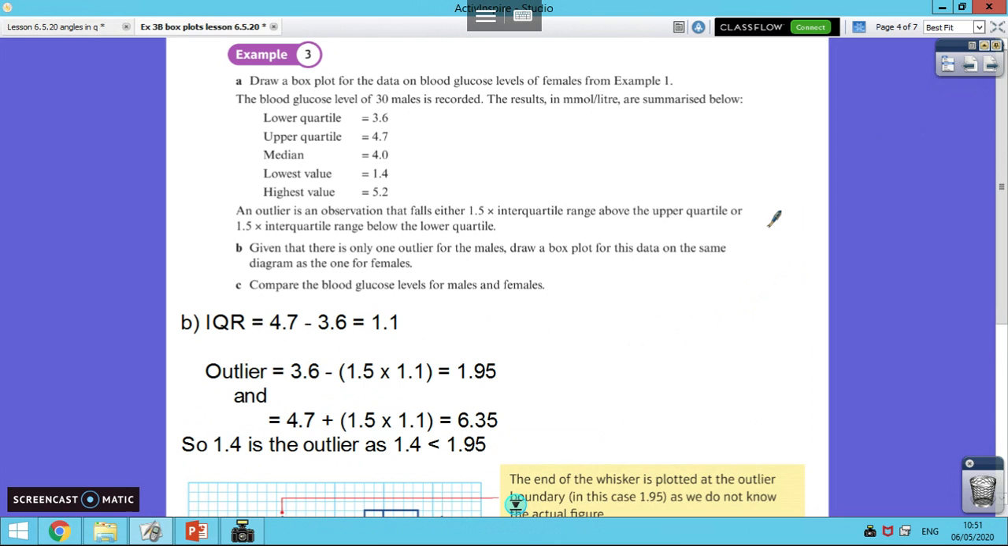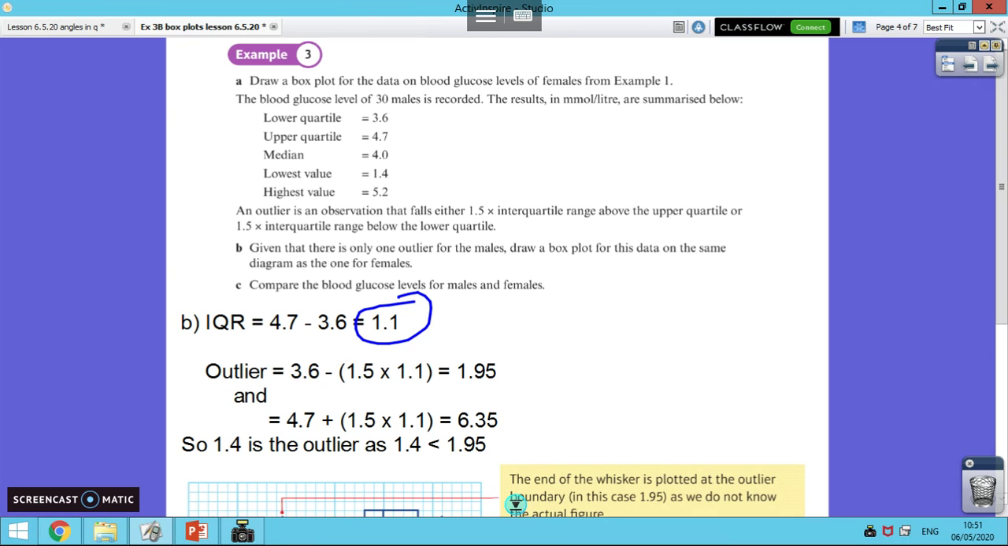Firstly, we need to think about how to calculate those outliers to see if we do actually have any. So your interquartile range is 1.1. Therefore, an outlier would be your lower quartile, take away 1.5 times the interquartile range, which is 1.95. So that's the lowest value that is not an outlier. And then you've got 4.7, add 1.5 times 1.1 equals 6.35. So that's the largest value that wouldn't be an outlier.